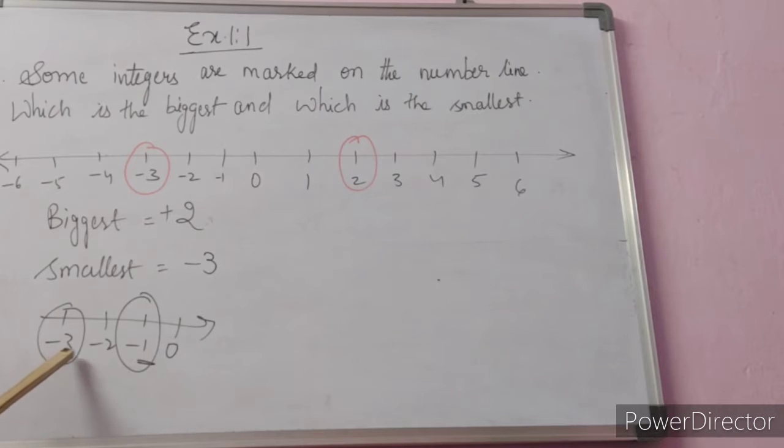And don't get confused because this is 1 and 3. The symbols are different. This is a negative number, right? -1, -3. So -1 is the biggest negative integer.